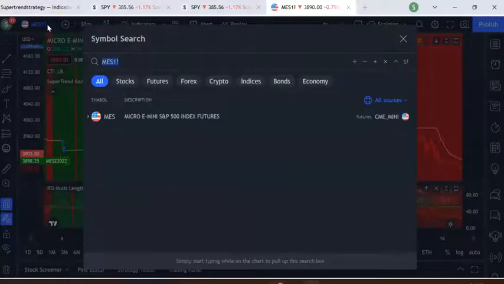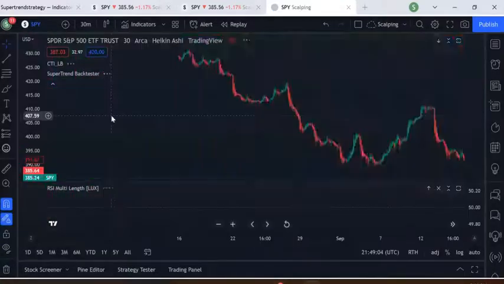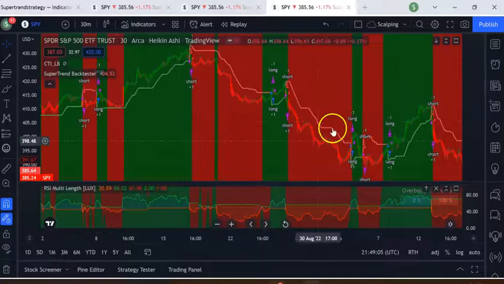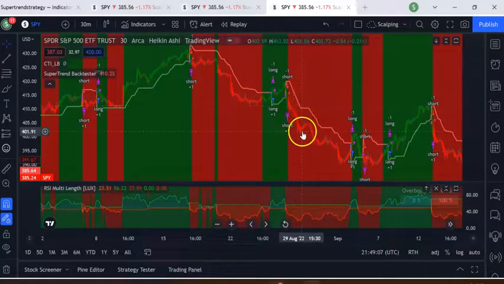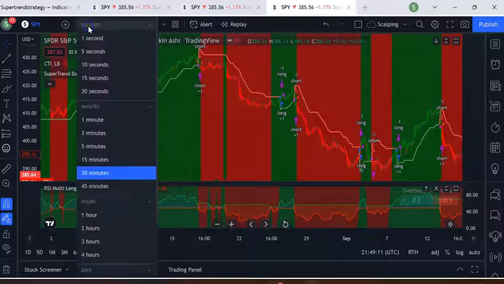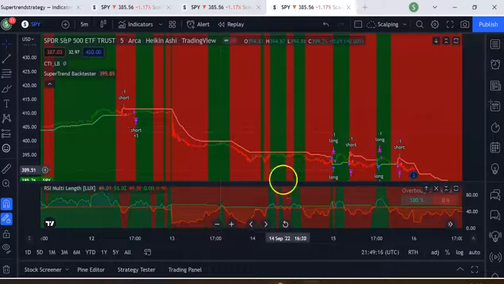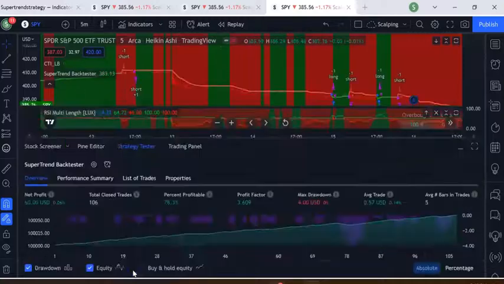So we are looking at the SPY. The win rate will be different for different stocks. So we are looking at SPY. I'm not changing anything here, I'm just leaving it as defaults. So first we are going to look at 5 minutes. Now let's go to strategy tester.